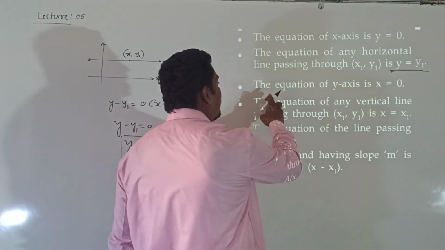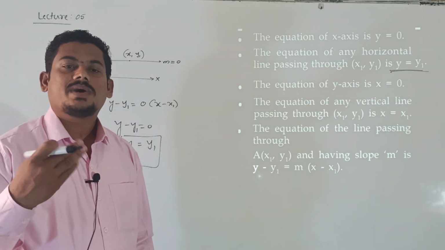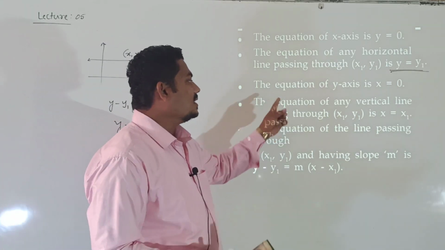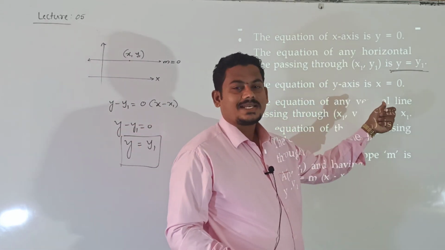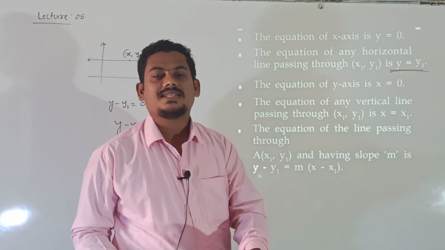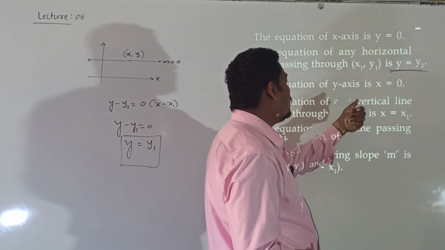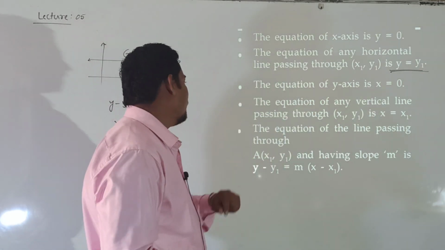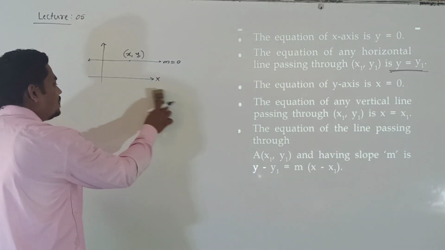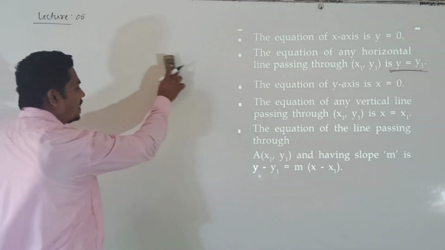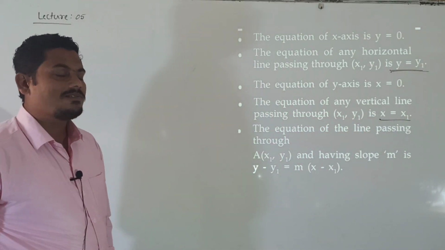Next, the equation of the y-axis is x equal to 0. Sorry, on the y-axis the x coordinate is 0, the geometrical condition is x equal to 0, meaning the equation of the y-axis is x equal to 0. Then the equation of any vertical line passing through the point (x1, y1) is x equal to x1. I will explain why it is x equal to x1.